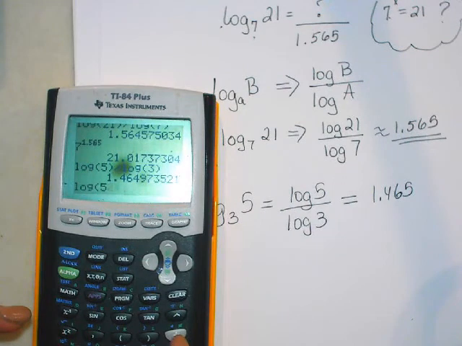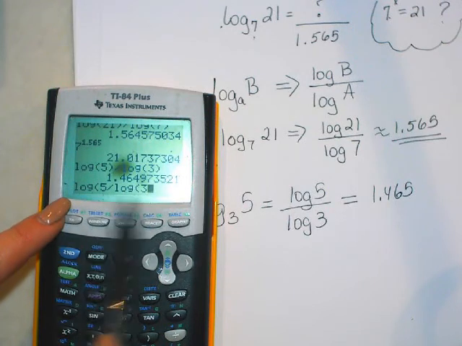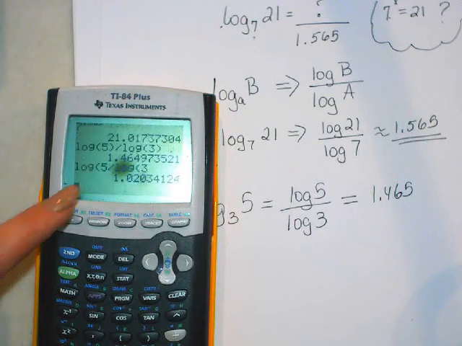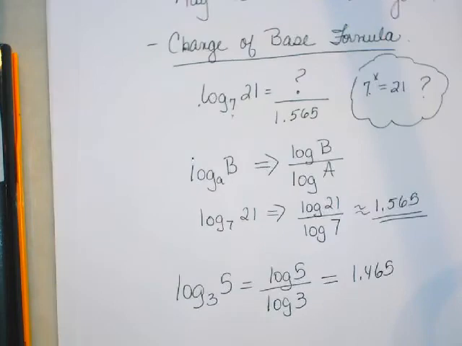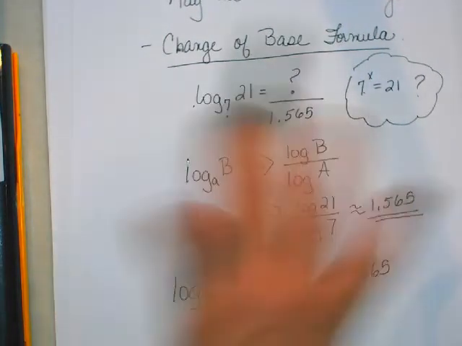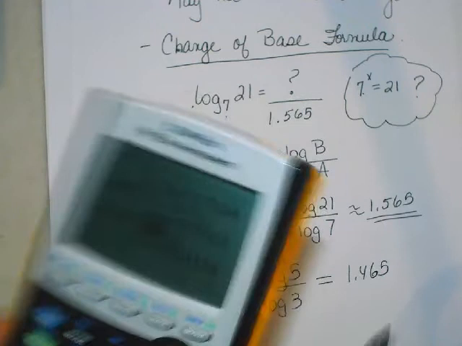Now, I just want to show you something. If I didn't close my parentheses and I hit log 5 divided by log 3, what the calculator is reading here is you are going to find the log of the math problem here of 5 divided by log base 3. And look, you're going to get a completely different answer. So those parentheses are important. So that's it for this part of the lesson, the change of base formula. And this is basically what your homework's going to be on.